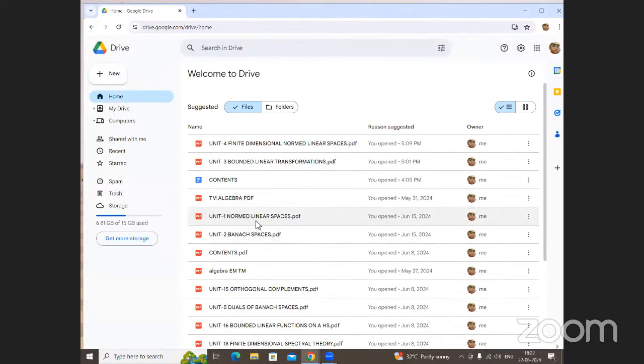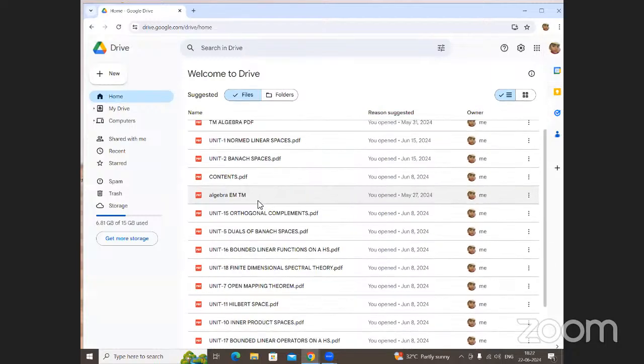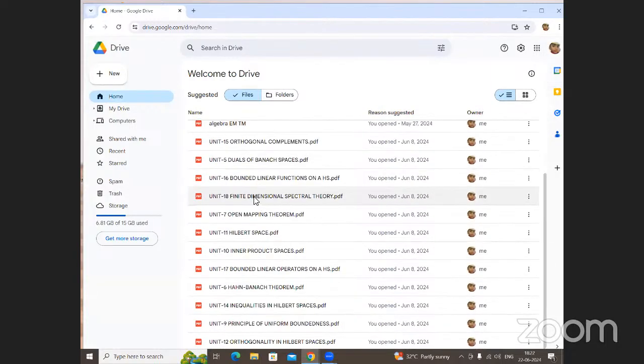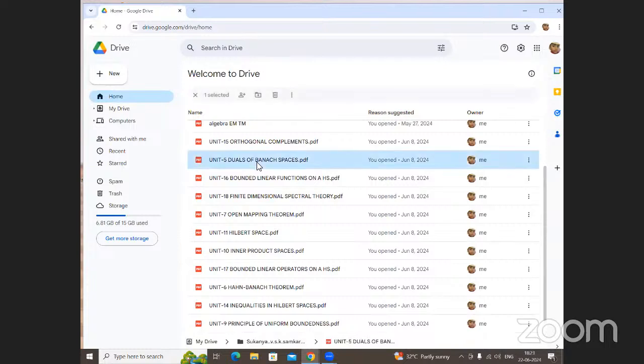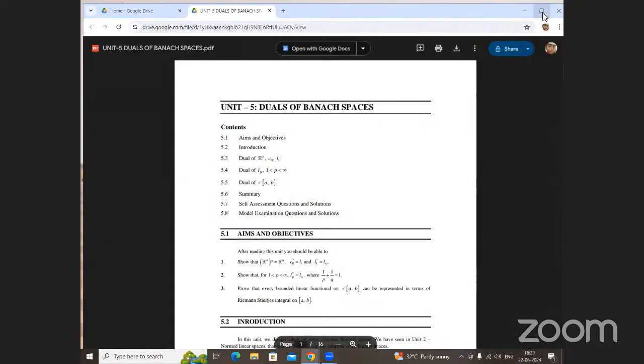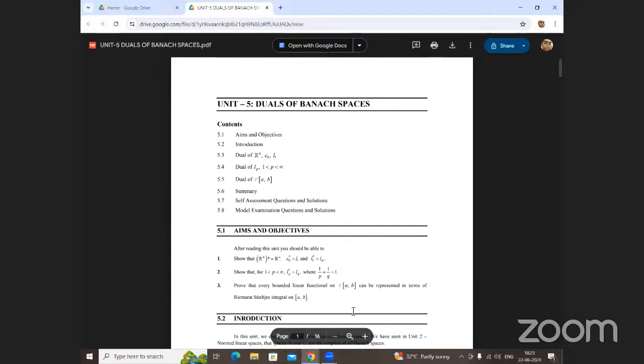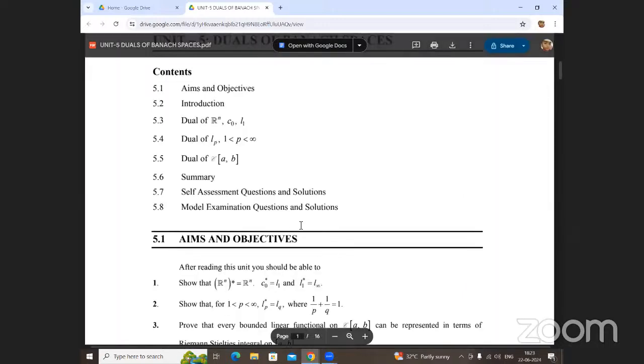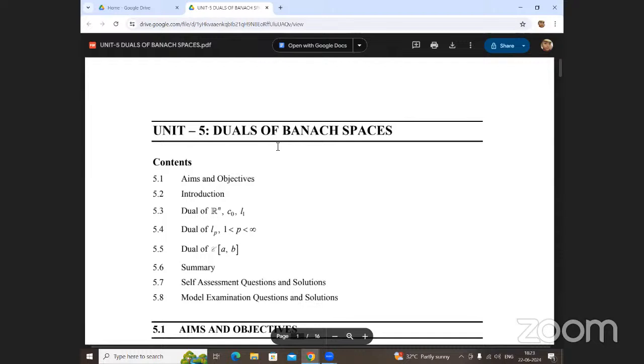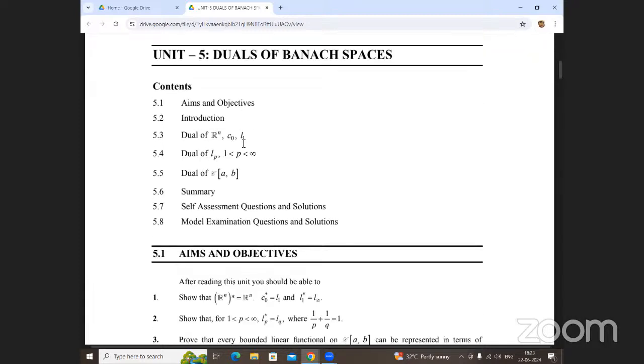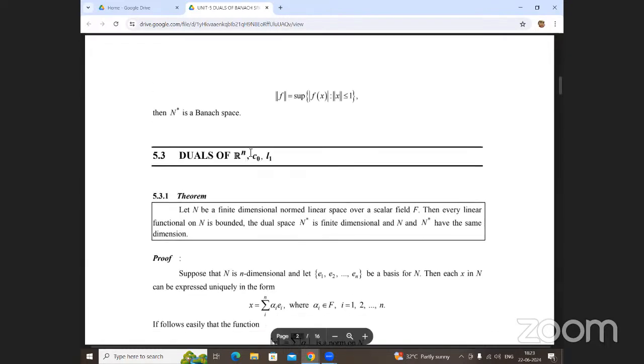Now see this one, fifth unit. Please note down some other important questions in the fifth unit. That is the duals of Banach space. See your textbooks. Okay. Students, just note down the important theorems in this unit. Duals of Banach space. Please note down.